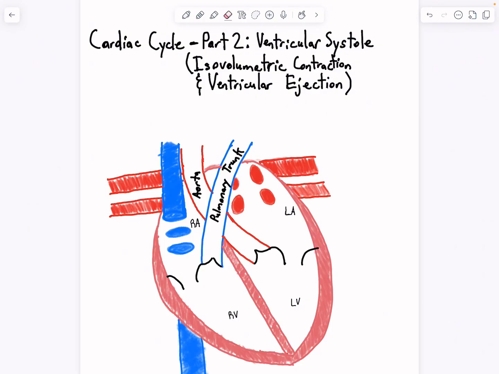Now, those filled ventricles are ready to contract. In this part, we'll begin ventricular systole, the contraction phase of the cardiac cycle. The contraction phase starts with isovolumetric contraction. As systole begins, the ventricles start to contract. This raises ventricular pressure sharply. When it just exceeds atrial pressure, the atrioventricular valves snap shut.